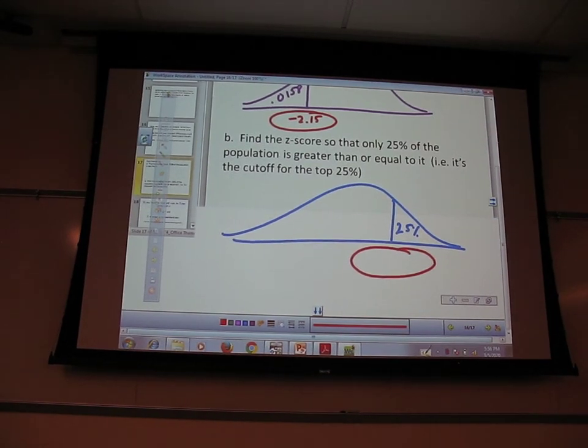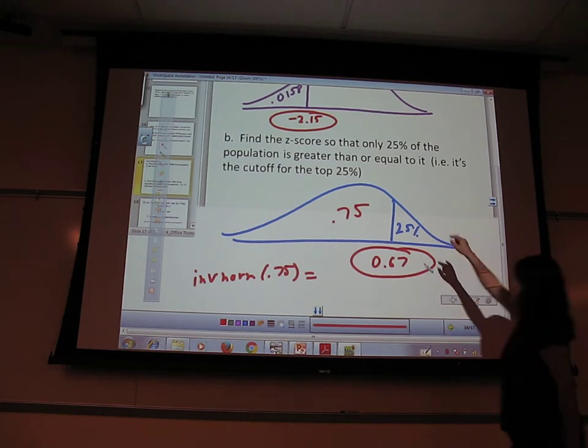Okay, so what's the area on the left side? Oh, A. That's B. 0.75, 75%, because if 25% is on the right, 75% has to be on the left. So you guys are going to do inverse norm of 0.75, and what are you going to get? 0.6745. Great. Yeah, if you round, just round to two decimal places.